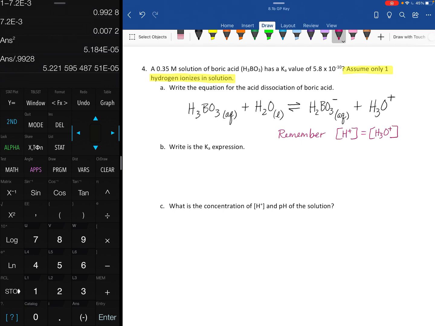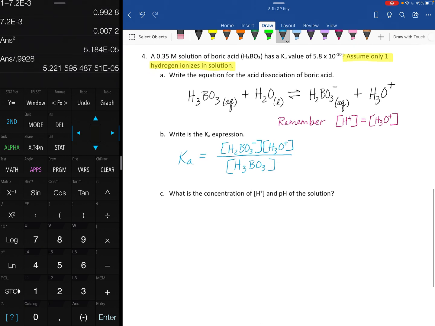Okay, so the next thing we want to do is go ahead and write our Ka expression. So Ka is going to be the concentration of our ions on the product side, so H2BO3 minus times H3O plus. We're going to divide all of that by only the acid. Remember, water is a liquid. It doesn't go into our expression. So H3BO3.